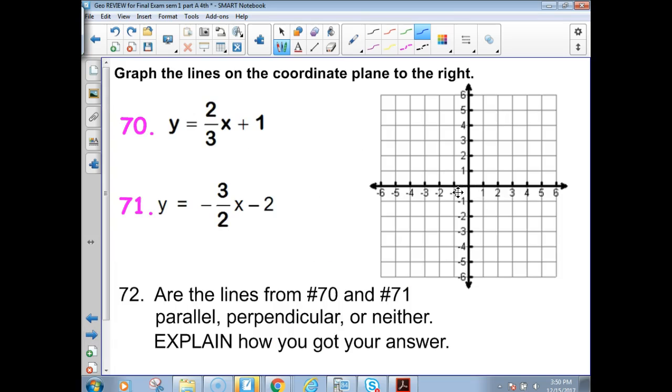Number 70 said graph the lines in the coordinate plane to the right. This line is in y equals mx plus b form, where b is 1. That means you start on the y-axis at 1. The slope is 2/3, so that means to go up 2, right 3 from the starting point on the y-axis. So from here I go up 2, right 1, 2, 3. I do it again. And then I can go in reverse by going back to the y-intercept and then go down 2, and left 1, 2, 3. Down 2, left 1, 2, 3, and then I make a nice line.